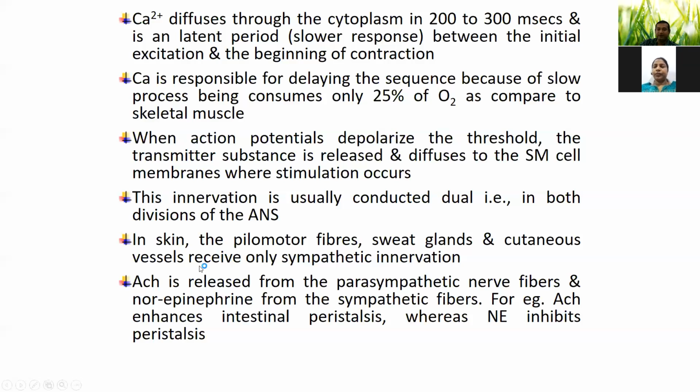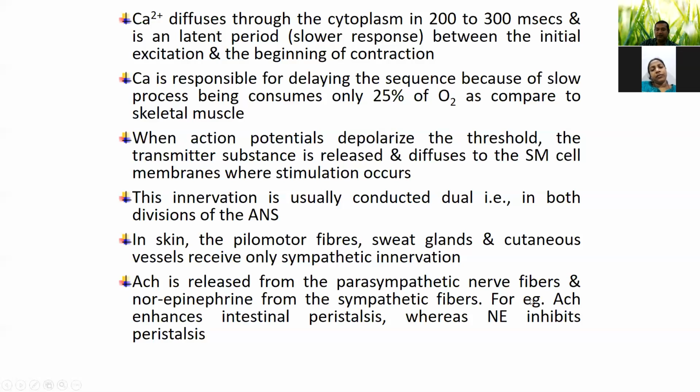So in the skin, what happens? The pilomotor fibers, sweat glands, and cutaneous vessels receive only sympathetic innervation. While the innervation regarding the smooth muscle will be conducted by the autonomic nervous system having both the sympathetic and parasympathetic nervous system. But especially the skin, the sweat glands, the cutaneous vessels, are innervated only by the sympathetic innervation. This is acetylcholine that is released from the parasympathetic nerve fibers and norepinephrine from the sympathetic fibers.